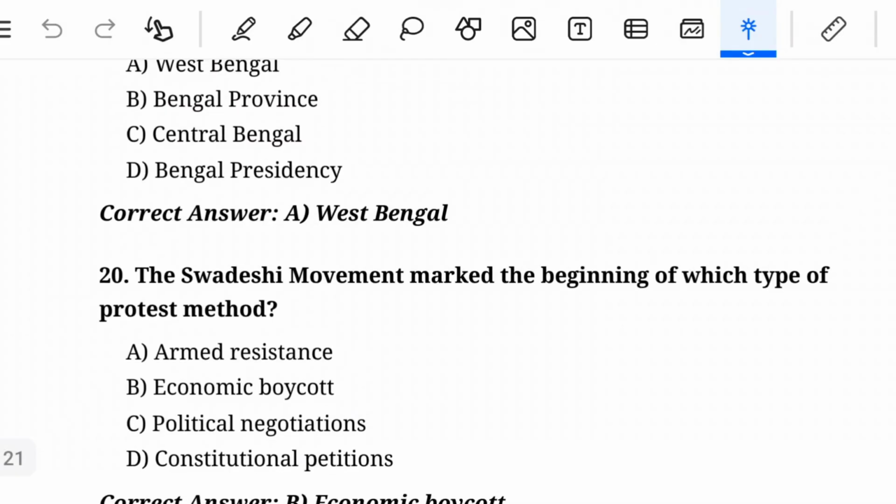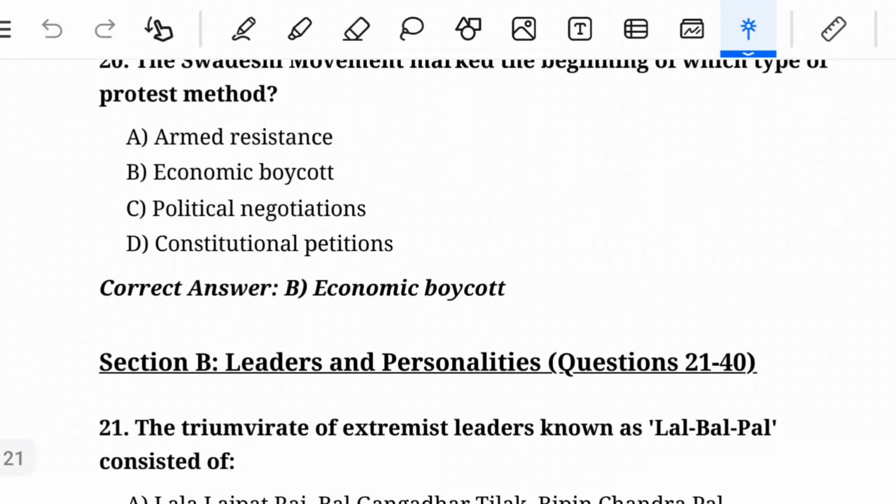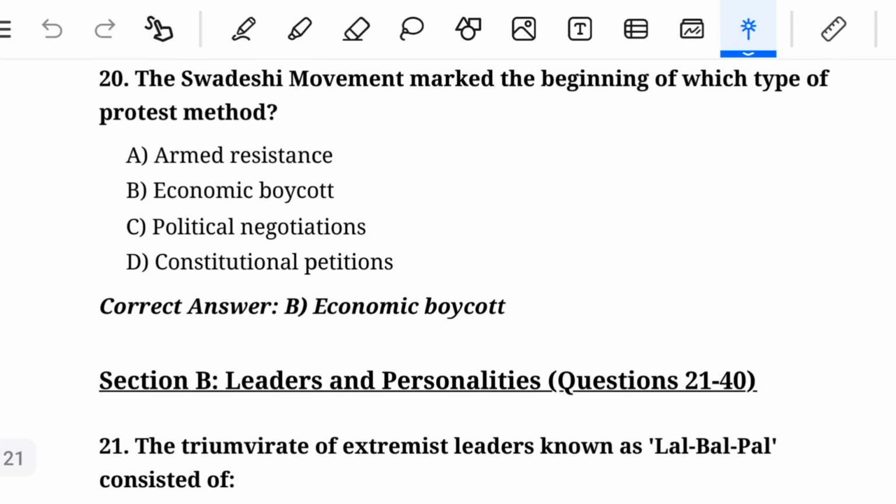West Bengal. 20. The Swadeshi movement marked the beginning of which type of protest method? A. Armed resistance. B. Economic boycott. C. Political negotiations. D. Constitutional petitions. Correct answer: B. Economic boycott.